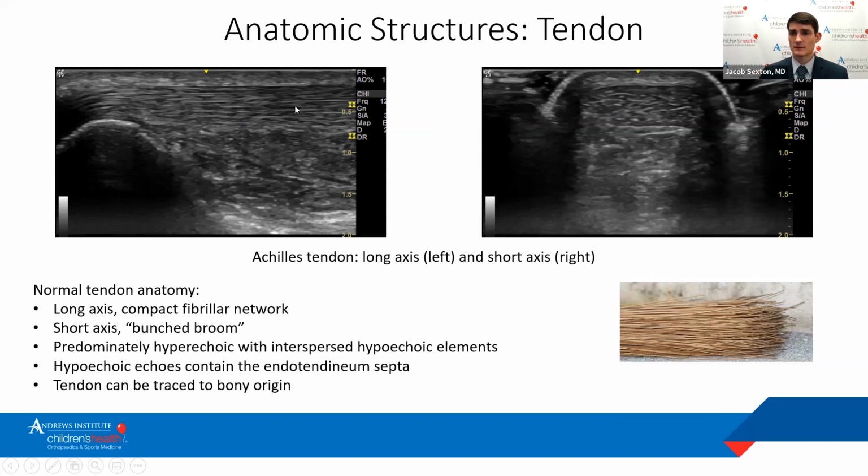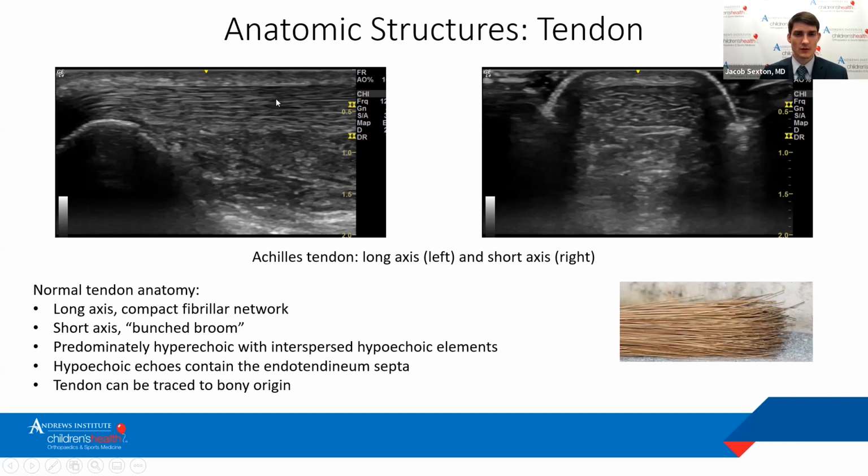So I have a long axis view here. We have a nice compact fibrillar structure going from left to right through here, so I know that this is most likely a tendon. I also know it's most likely a tendon because in long axis it's attaching to a hyperechoic structure. I know this is a bone, given that it's very hyperechoic and develops acoustic shadowing artifact underneath it.